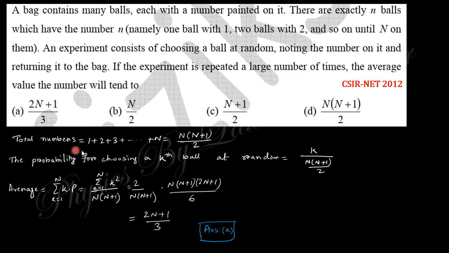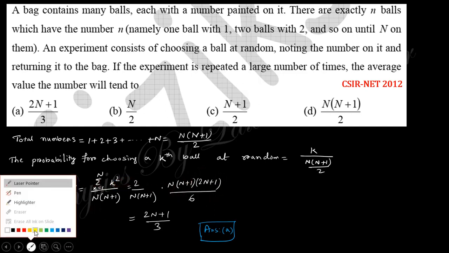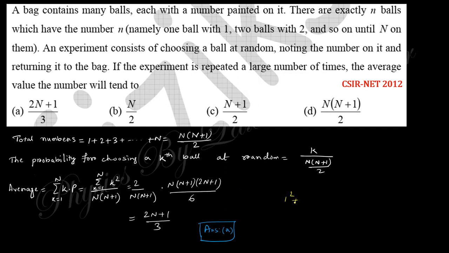You can see the total number will be the summation of all natural numbers up to n. And if you take the kth ball at random, the probability is k by total, so the average will be k times this probability. Taking this value, we get k squared, and the summation of k squared is nothing but 1 squared plus 2 squared plus 3 squared up to n squared.